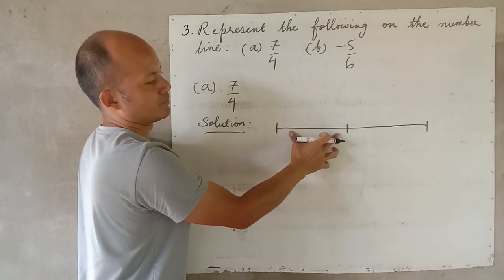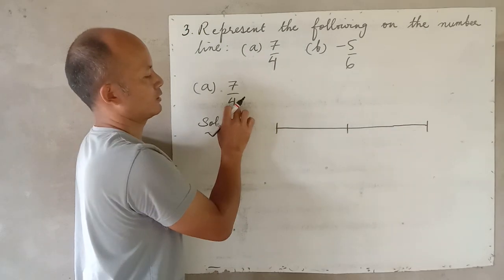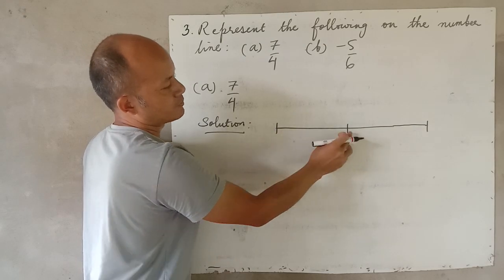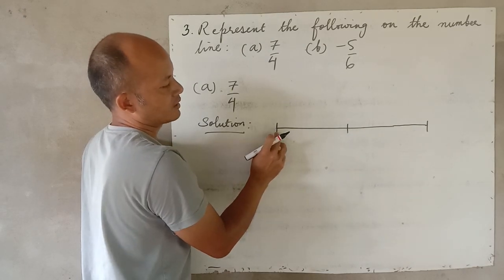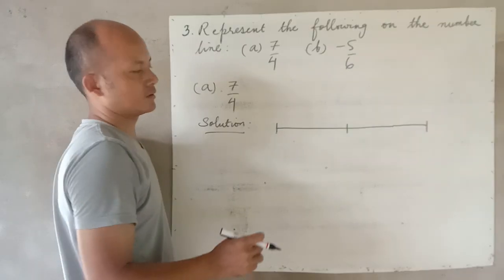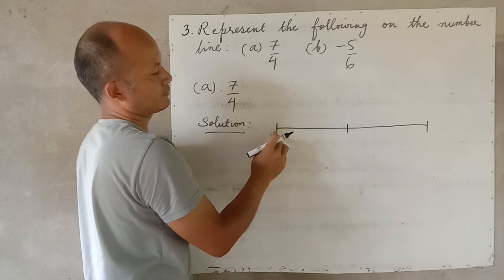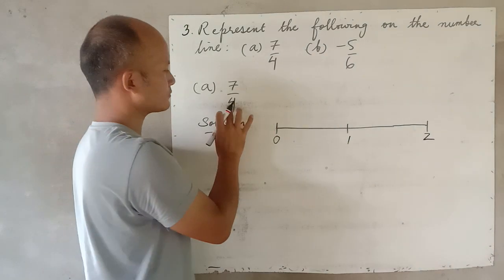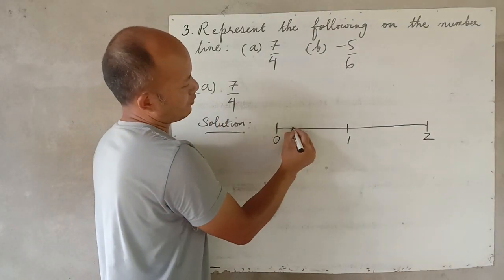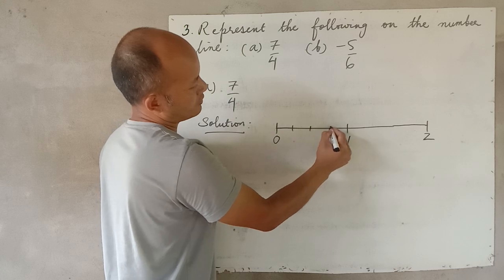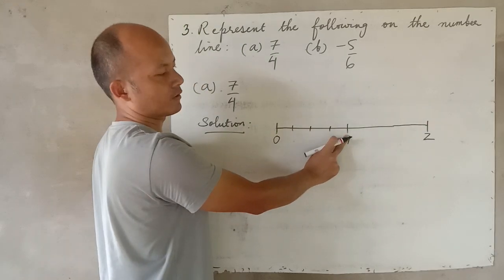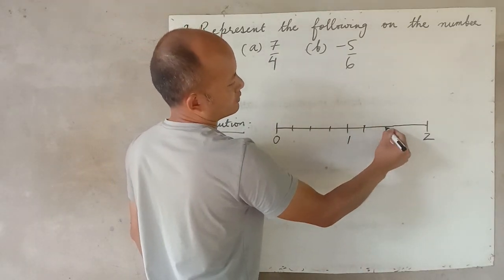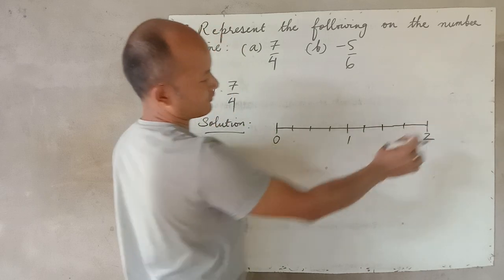This will be divided into 4. The space between the first point and the second point will be 4, there will be 4 divisions. 0, 1, and 2. Now let's see 4. 1, 2, 3, and this will be the number 4. Again here 4 divisions. 1, 2, 3, and this one is 4.